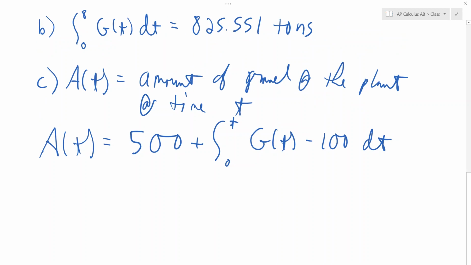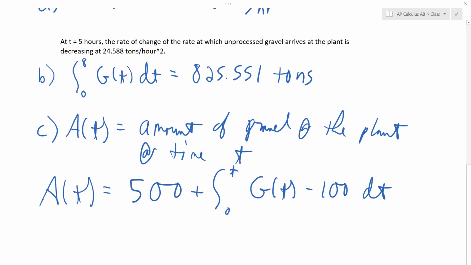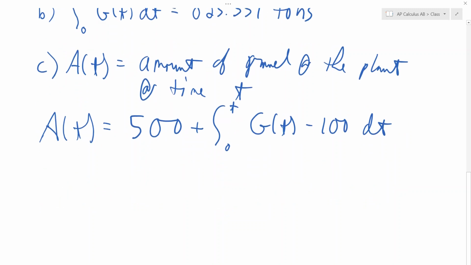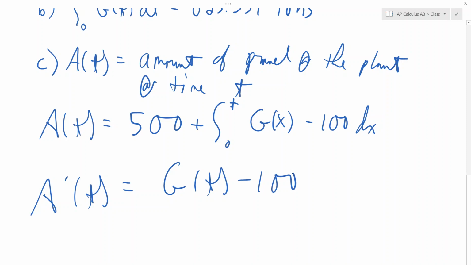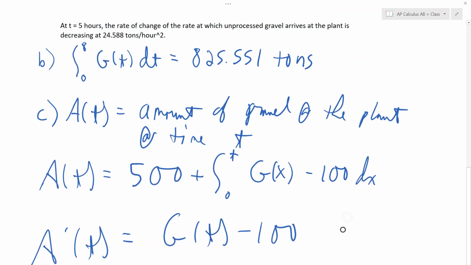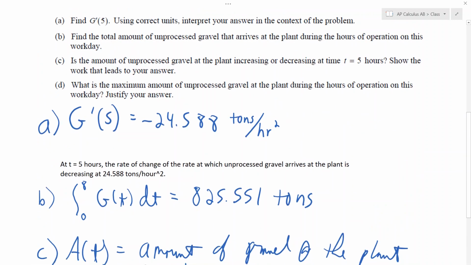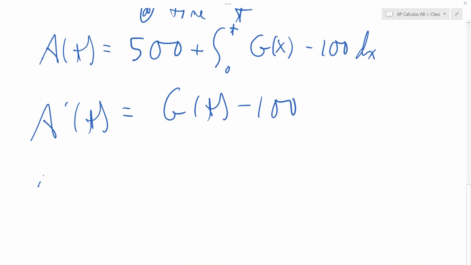The benefit of this, kids, is that we get to now talk about the rate of change of the amount, which is what they asked us about. We can say A prime of T is, oh, I messed up. They should be x's. You guys see that? A prime of T is G of T minus 100. They want A prime at what time? At 5, right? So this has nothing to do with that derivative there. A prime of 5.